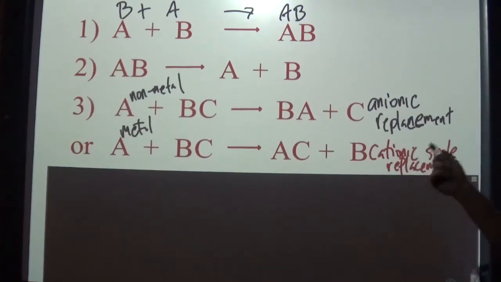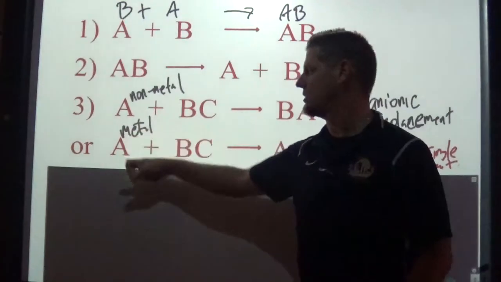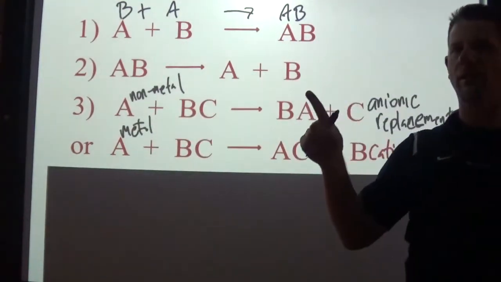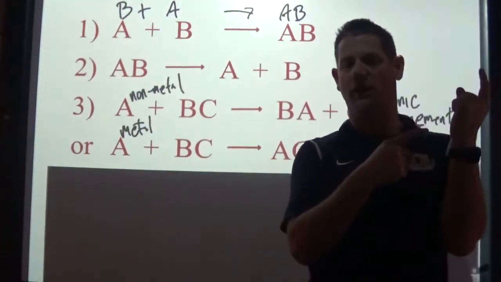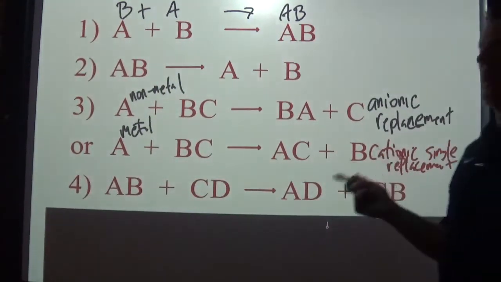So single replacement can do one of two things. Either it substitutes in for the nonmetal or it substitutes in for the metal. One element reacting with a compound and they trade partners. Okay? Double replacement is similar, where I talked about it a moment ago.